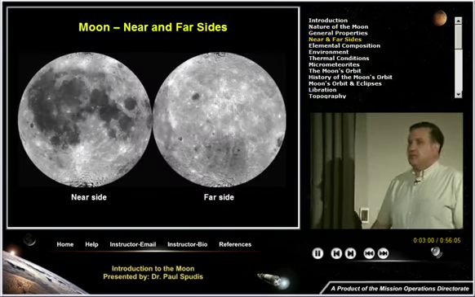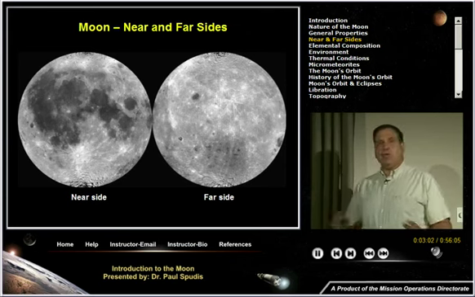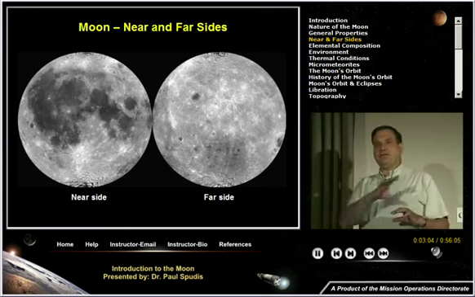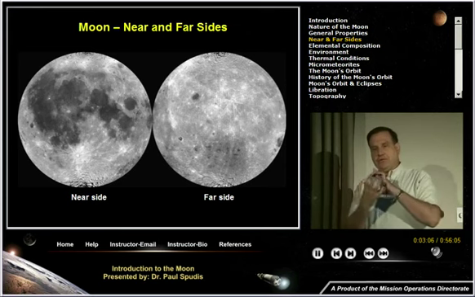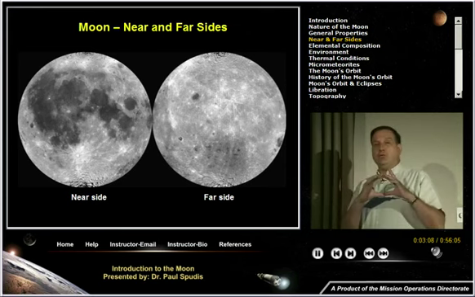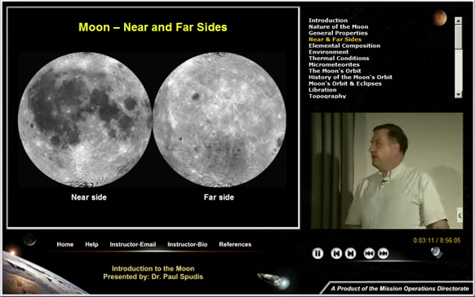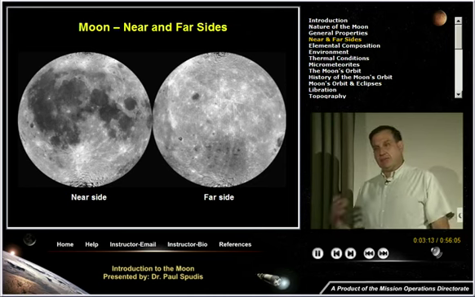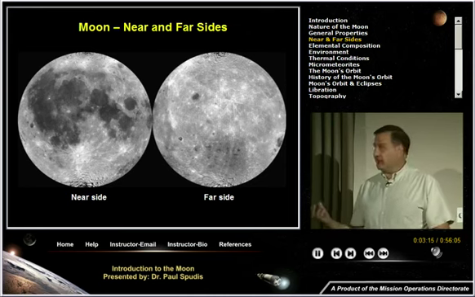If you look at the moon, the near side is the side that's always facing the Earth. As the moon rotates around us in a big circle, it turns at the same rate. Therefore, we only see one side of the moon at any given time. So there's a near side and a far side, which is the hemisphere of the moon that we never see.